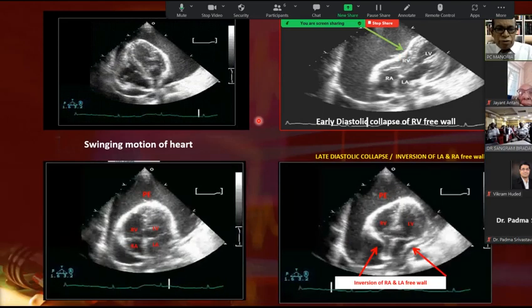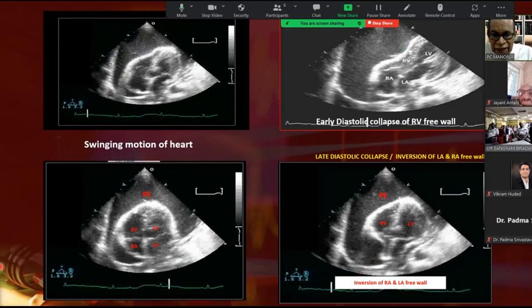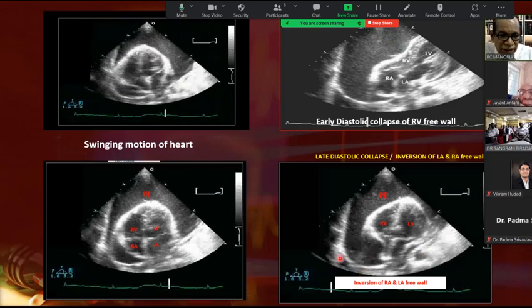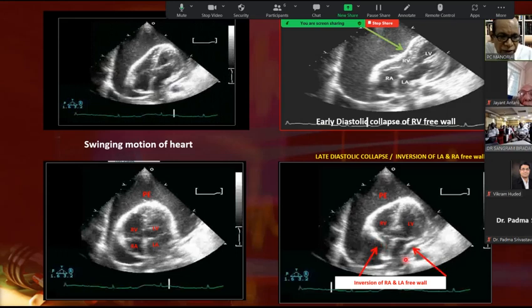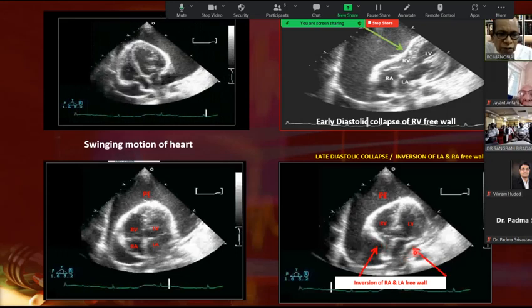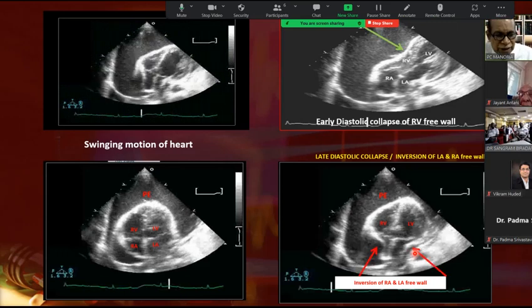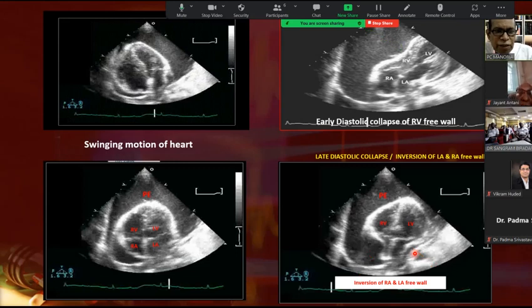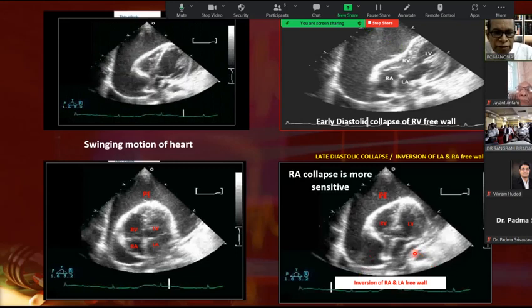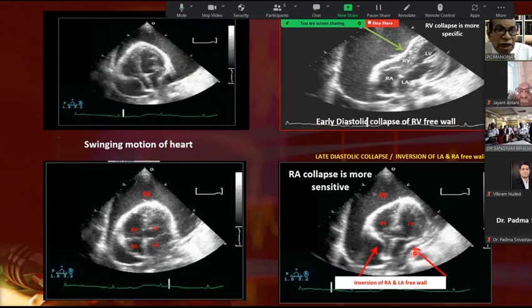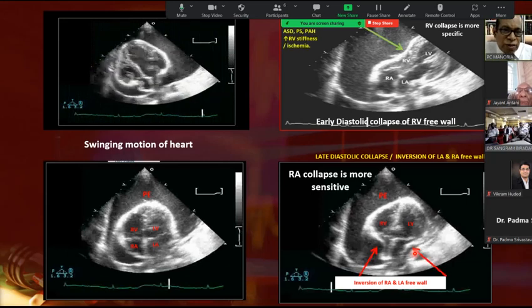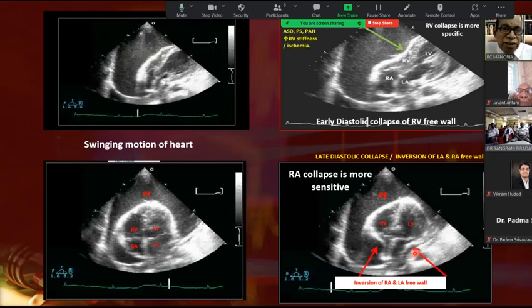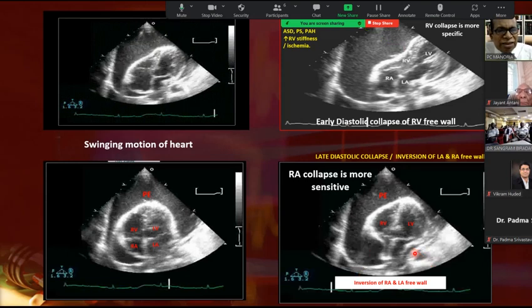And the other sign you should also look for is this. Look at the atria, which are like this. If there is pericardial effusion, there is inversion of these. This is the atrial wall. This is also the atrial wall, the right and the left. So they get inverted because of the increase in pericardial pressure and the swinging heart. All these are signs of cardiac tamponade in a pericardial effusion. RA collapse is more sensitive, RV collapse is more specific, but you must remember if there is pulmonary artery hypertension or the RV is stiff, this RV collapse may not be seen.